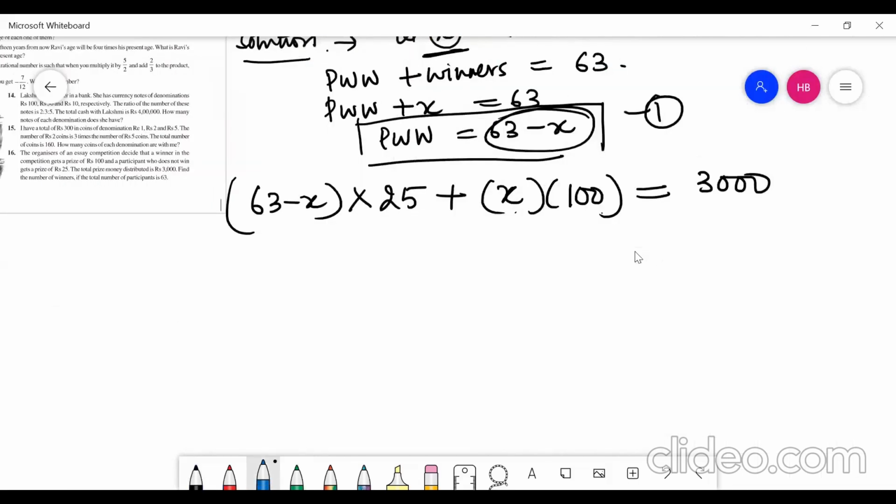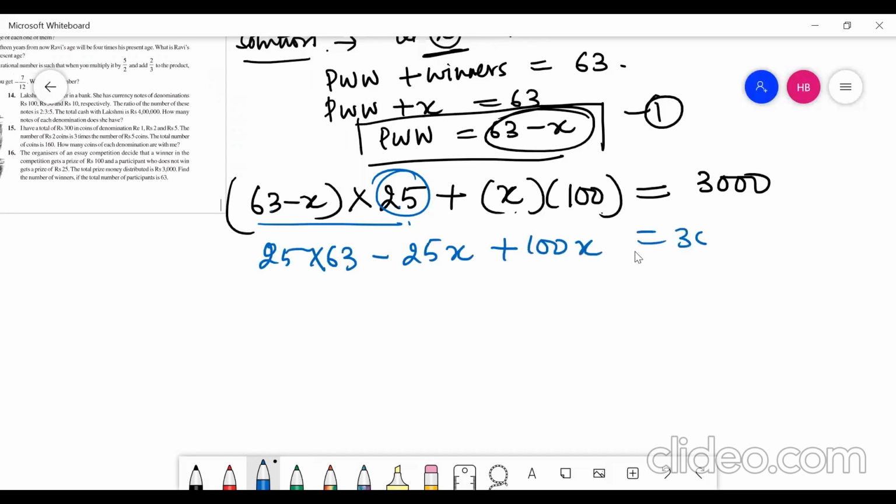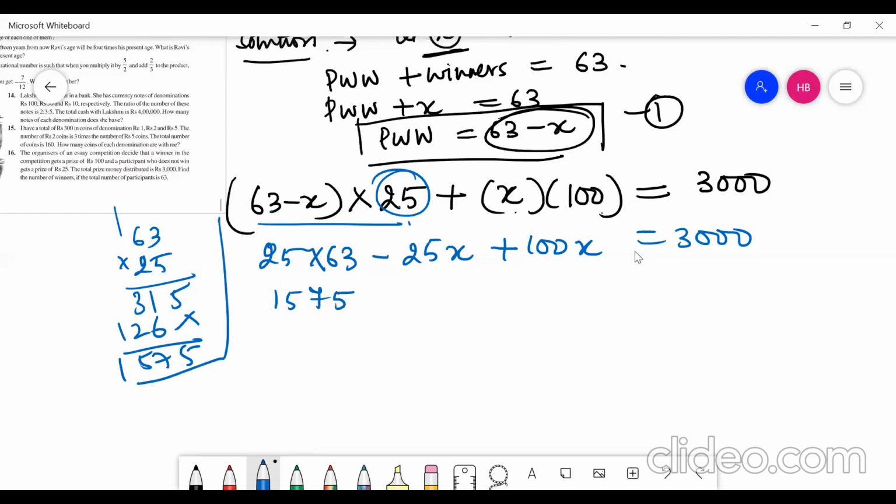So let's solve this. Apply the distributive property: 25 into 63 minus 25x plus 100x is equal to 3000. Now, when you solve 63 into 25, what will you get? When you do this, you will get 1575, so 1575 minus 25x plus 100x is equal to 3000.